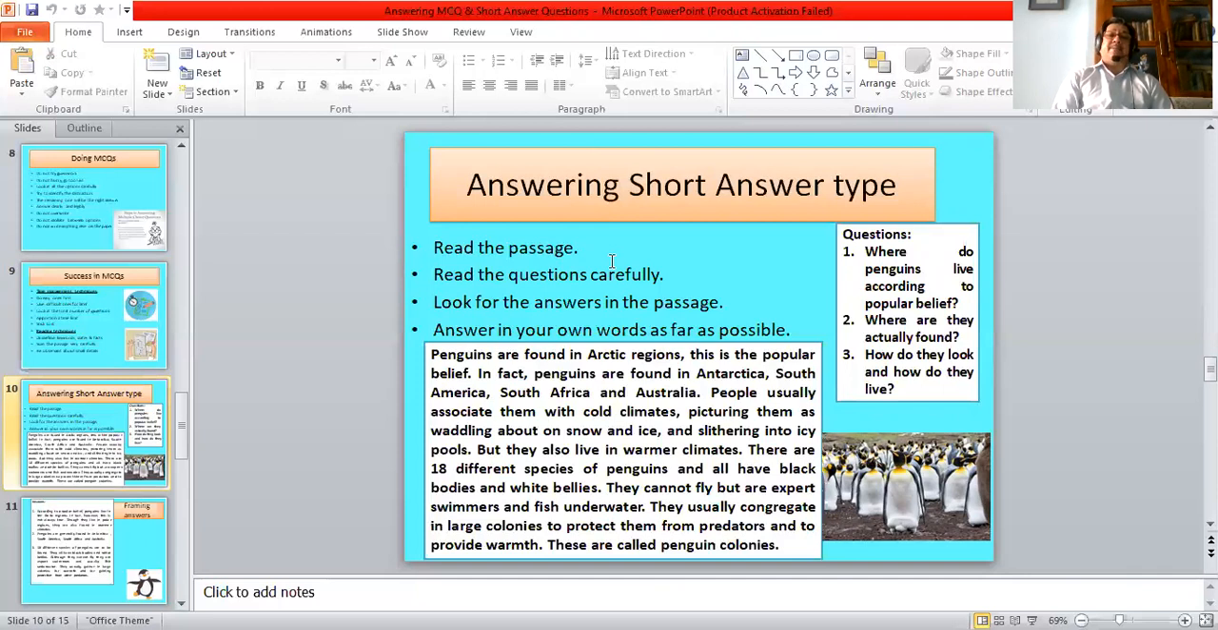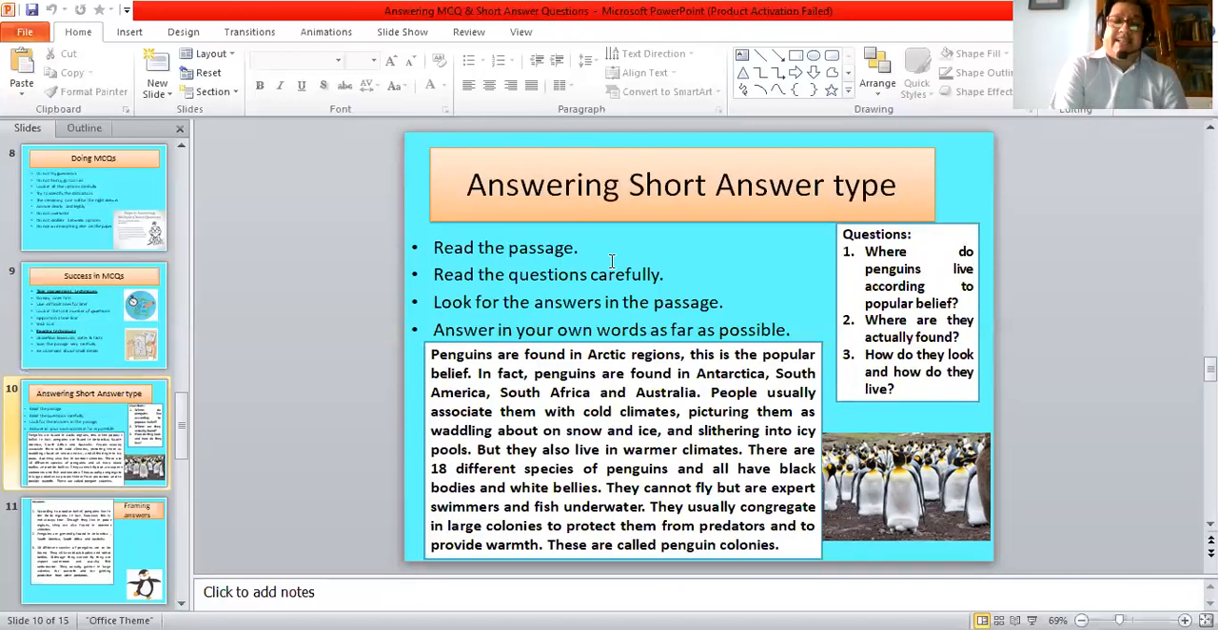There are 18 different species of penguins, and all have black bodies and white bellies. They cannot fly, but are expert swimmers and fish underwater. They usually congregate in large colonies to protect them from predators and to provide warmth. These are called penguin colonies.